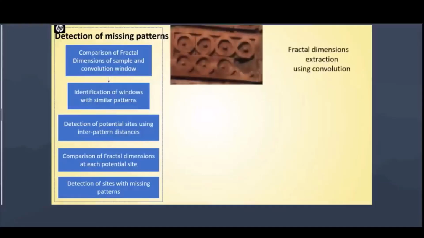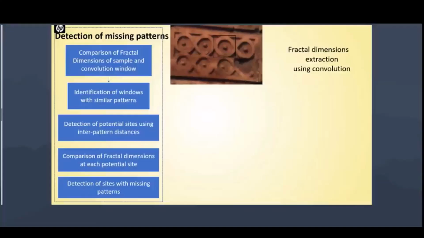So I will show you this. This was the pattern, and you can see the upper layer. In the upper layer, the carving is complete, whereas in the lower layer, two of them are complete and two of them are broken. Like this, throughout the monuments, we were finding a lot of such broken patterns.